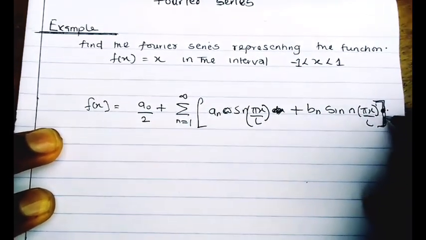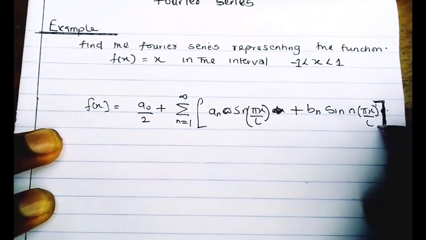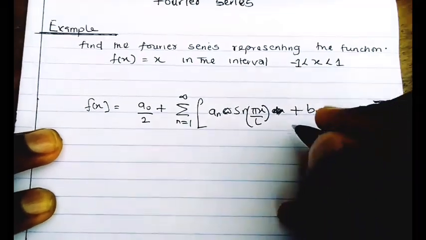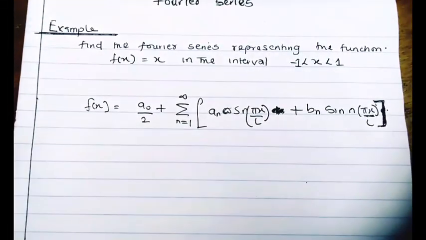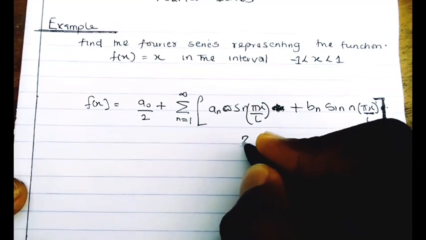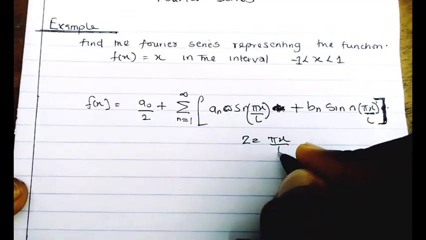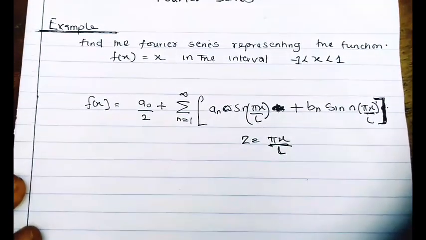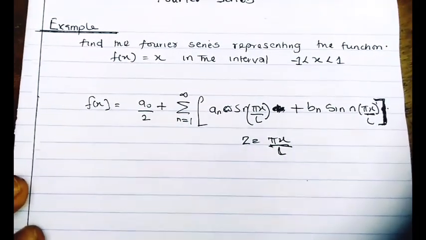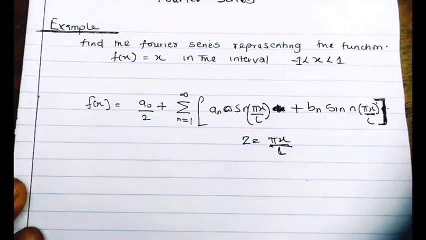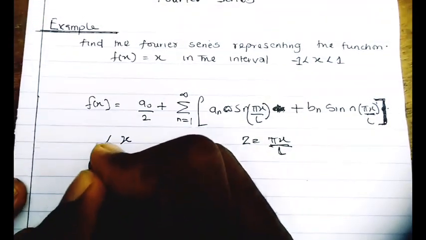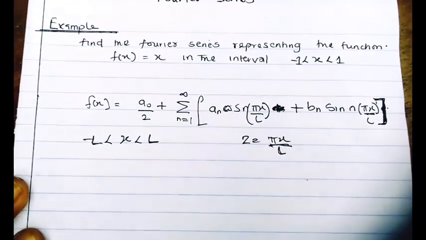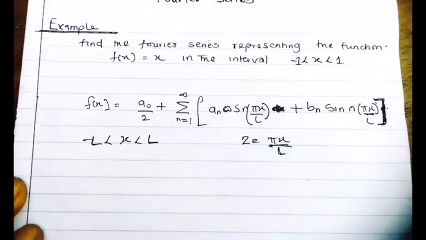So this is related to the Fourier series, but in this case you are not using just nx, you are using n pi x over l, where pi x over l can be another variable z, where z is equal to pi x over l. So we introduced another variable z instead of your normal x in your Fourier series question. This is for the interval x from minus l to l, where l can be any value, just like the one we have here, -1 to 1.